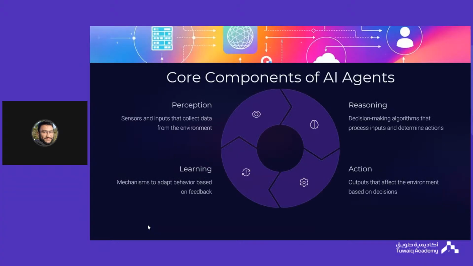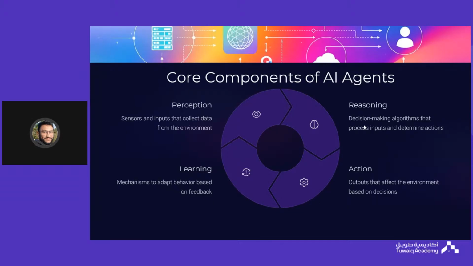Then, coming to the core components of AI agents. The core components of an AI agent are perception, learning, reasoning, and action. Here the learning component is added. For example, perception is how we collect the data in input form, through the sensors and inputs that collect the data. Whereas the learning mechanism adapts behavior based on feedback. But here we also have actions and reasoning.